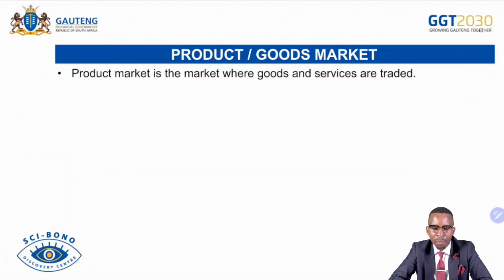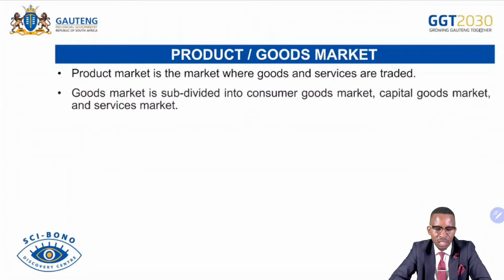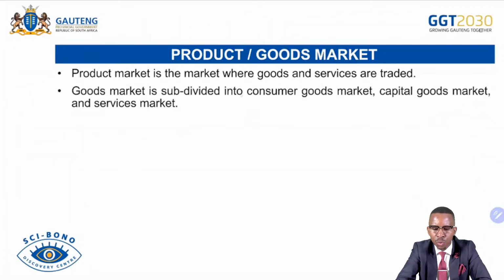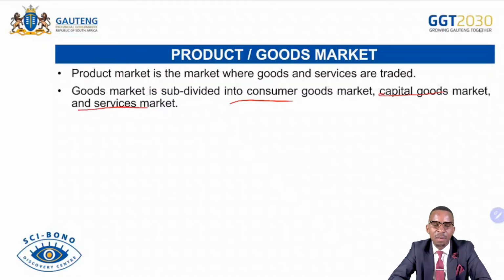So product market is the market where goods and services are traded. We know that it's where goods and services are traded. So that can include even capital goods or consumer goods, including services. Goods market is subdivided into consumer goods, also capital goods, as well as services market. There are three markets that are found in the goods or product market.